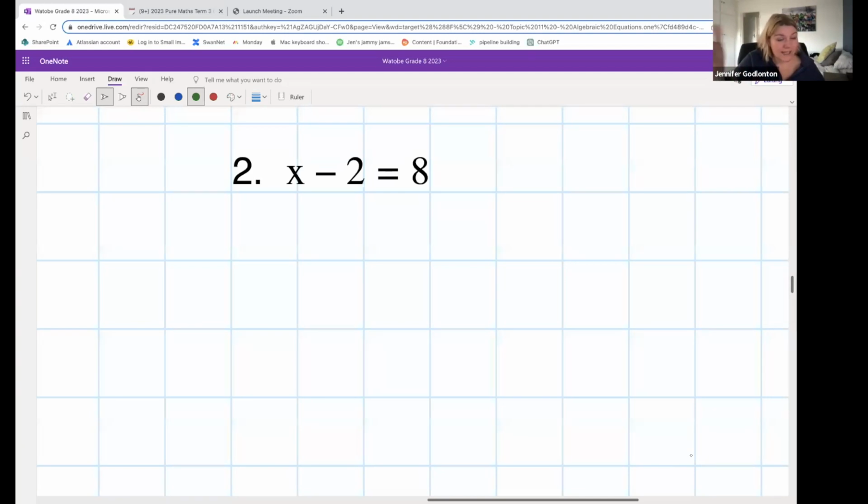Good. 10 is absolutely the right answer. Just make sure you're showing your working correctly.